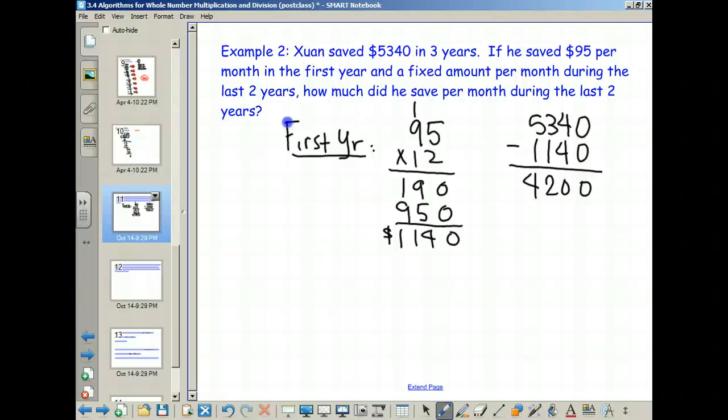How much you make in 2 years? No. Per year. How much you saved per year in the last 2 years, right? Right, it would be telling us how much you saved in one of those last 2 years. Okay, so let's do that.